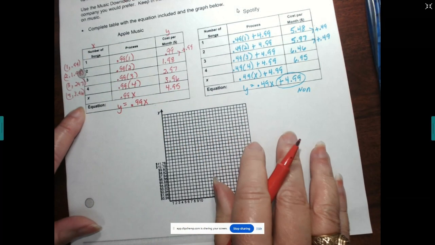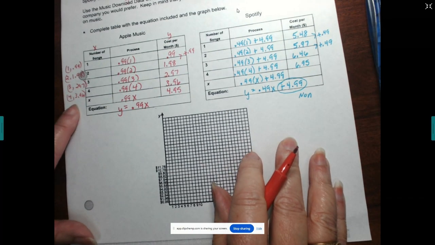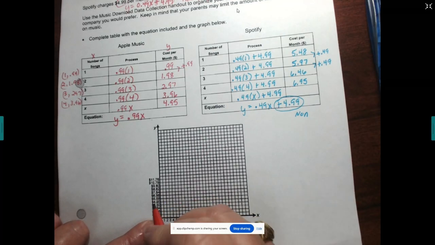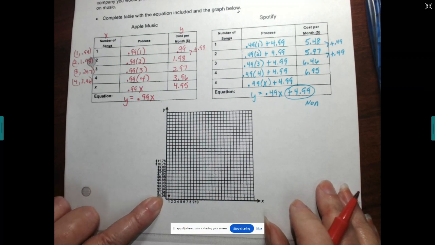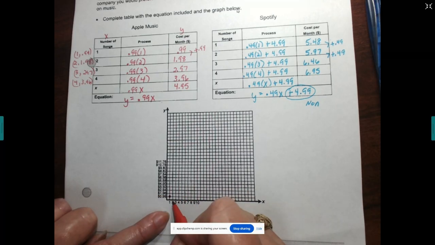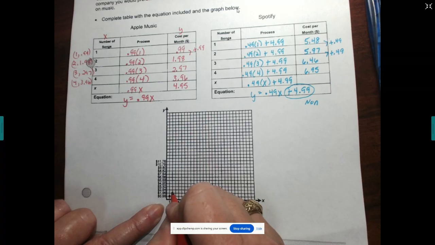All right. So now I'm going to graph those 4 points. So I go over one song and then up to 99 cents. Excuse me. Yes, 99 cents. That's going to be right above that 98 cents. I know this graph is very little. It's going to be right about there. That's 98 cents, so just a little bit above it. And then I'm going to go 2 and 1.98, which would be right above that 1.96.